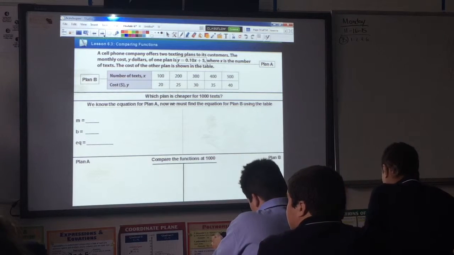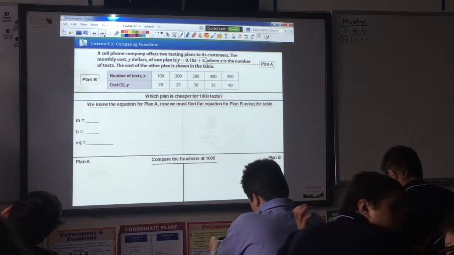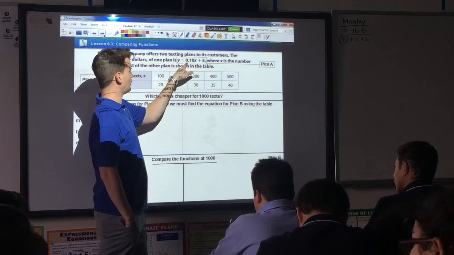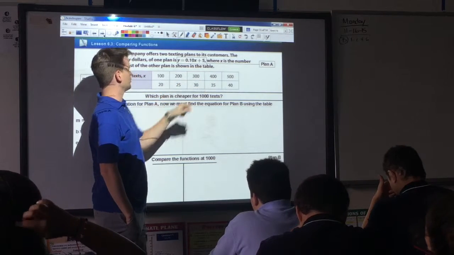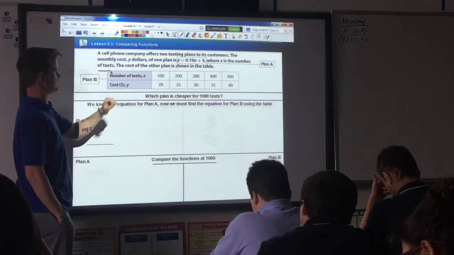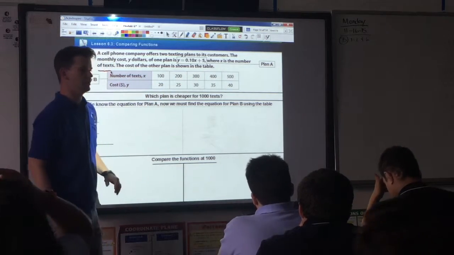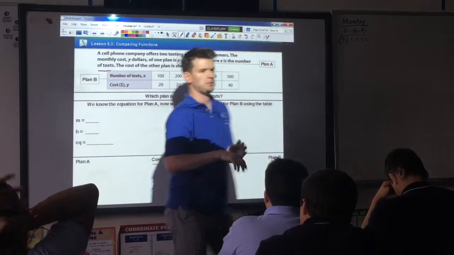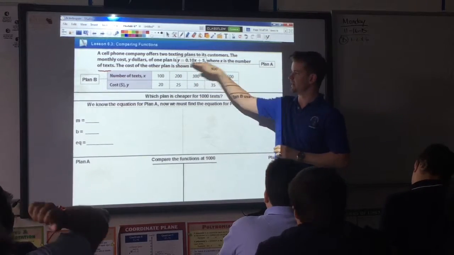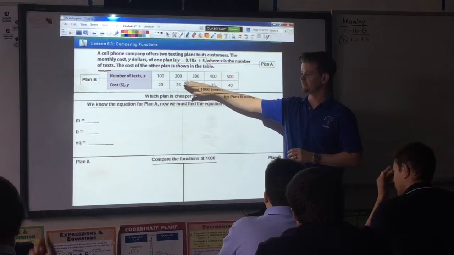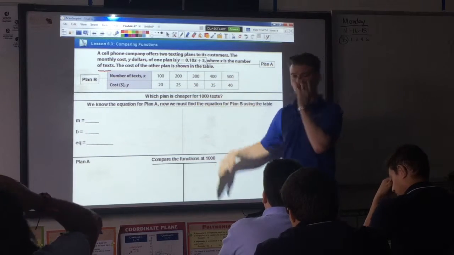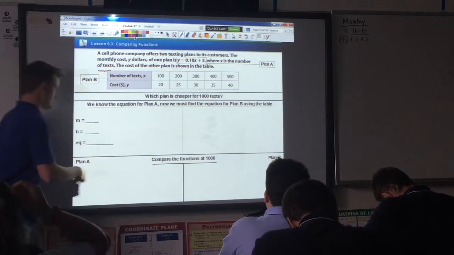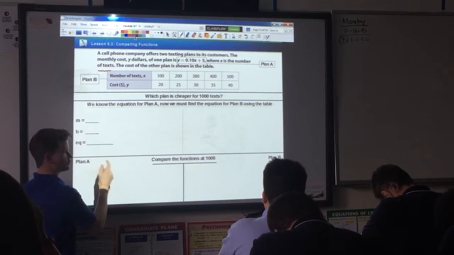All right. Let's try another one. A cell phone company offers 2 texting plans to its customers. The monthly cost, y dollars, of one plan is y equals 0.10x plus 5, where x is the number of texts. The cost of the other plan is shown in the table. So we have plan A and plan B. Plan A is represented by this equation. Plan B is represented by the table. I want to write the equation for plan A down here, taking it out of the problem. That's going to give me just a rule. I don't want the whole thing.